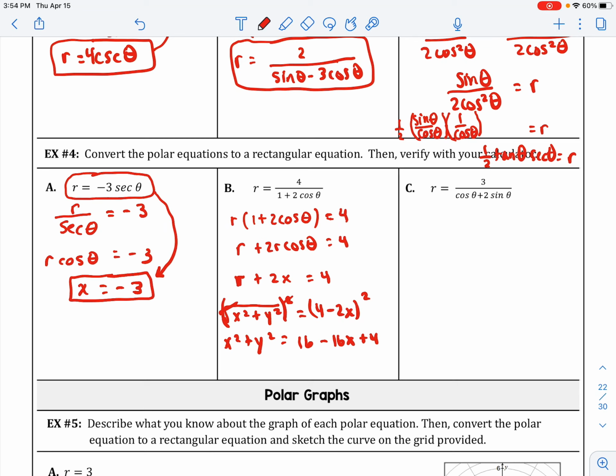This one becomes 16 minus 16x plus 4x squared. And now let's set this equal to 0 and get everything over to this side. If I subtract x squared, I'll end up with 3x squared. If I subtract y squared, I've got minus y squared. Then I've got my negative 16x and my positive 16 that stay on that side. So this is my rectangular or Cartesian coordinate equation for this.